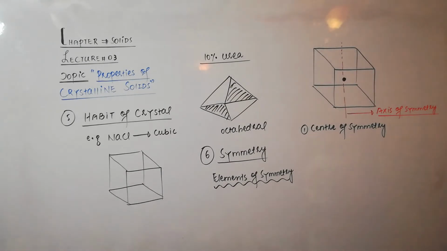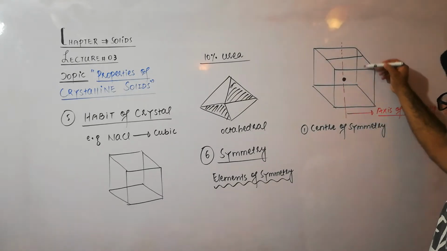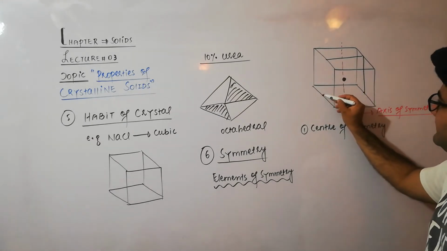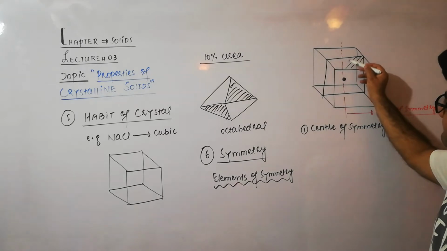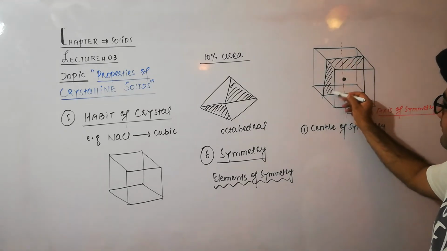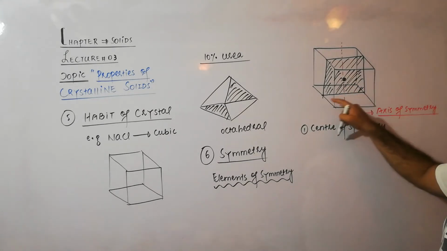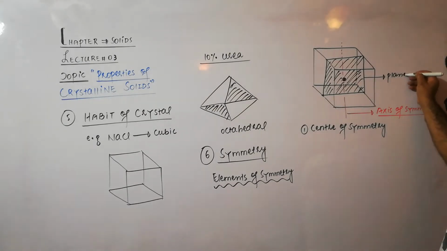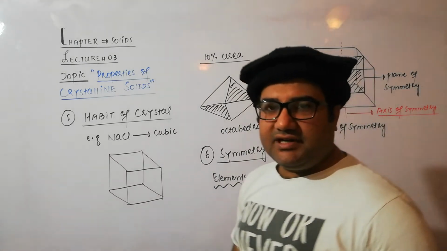And now the third one is the plane through which symmetry is seen. Now this plane is actually the plane of symmetry. And it is the third element of symmetry.